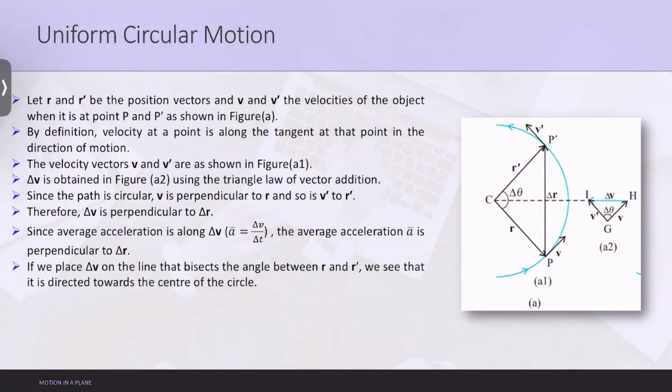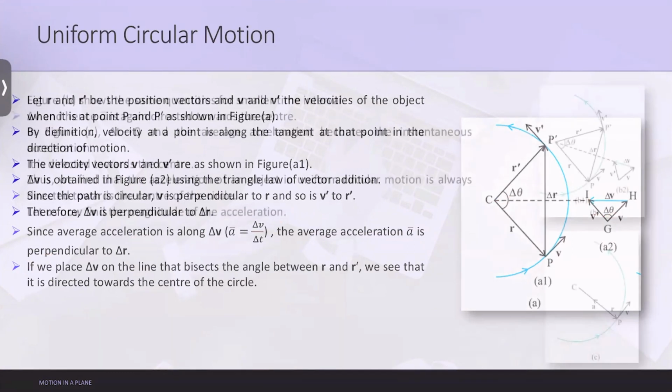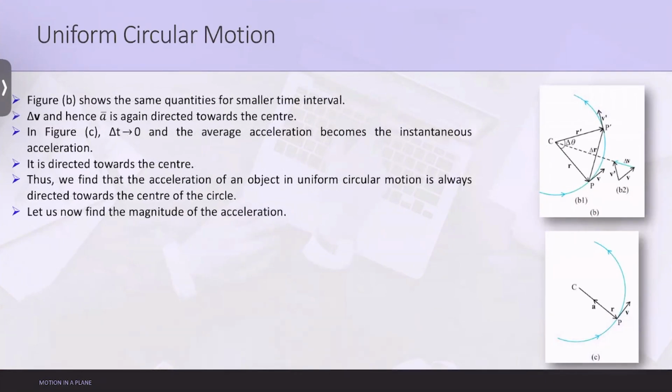So finally, what is the final conclusion? First thing is this, and second thing is that if we place delta V here, then we can obtain it is directed towards the center of the circle. Okay, let us move forward.